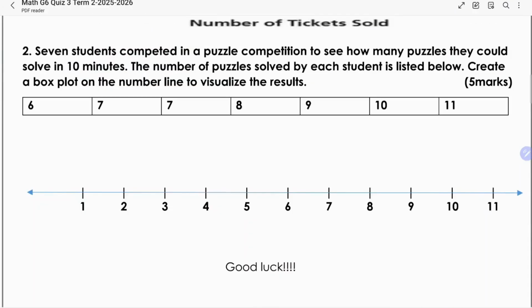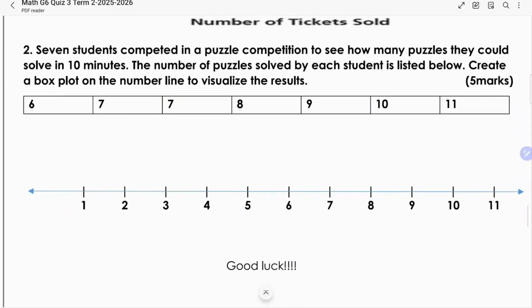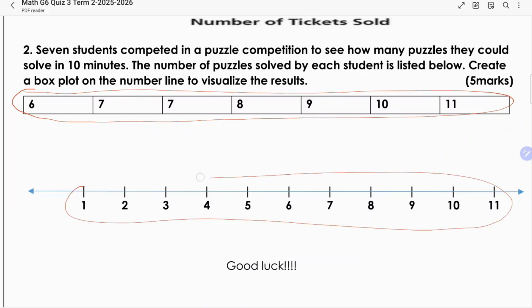Now it says 7 students competed in a puzzle competition to see how many puzzles they could solve in 10 minutes. The number of puzzles solved by each student is listed below. Create a box plot on the number line to visualize the results. So even if you don't understand anything that you just read or I just read, we know that the data set is this. Are these numbers here? This is not the data set. This is just a number line. Please don't confuse the data set with the number line.